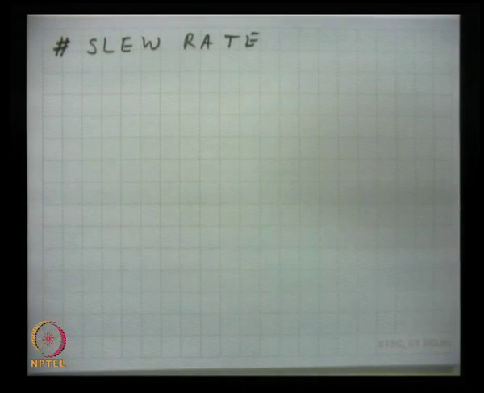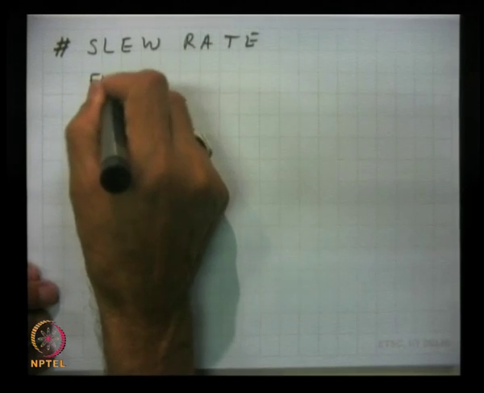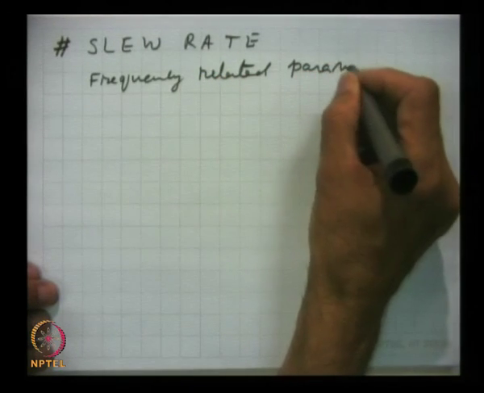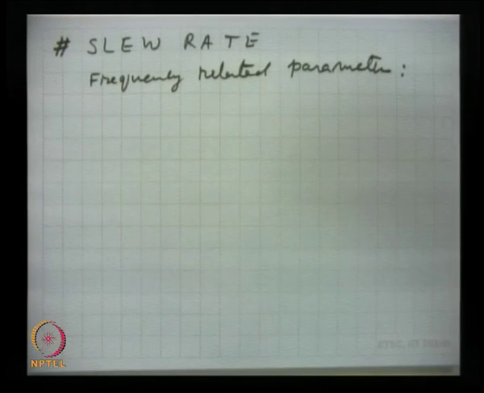Slew rate. Slew rate is a frequency related parameter. When inputs change, the outputs never change instantaneously. I repeat, when inputs change, the change in the output of the op amp is never instantaneous. It takes some finite time, and this finite time, why it is that I will just talk, but let me say that this finite time decides how fast the output will rise, that is given by slew rate.